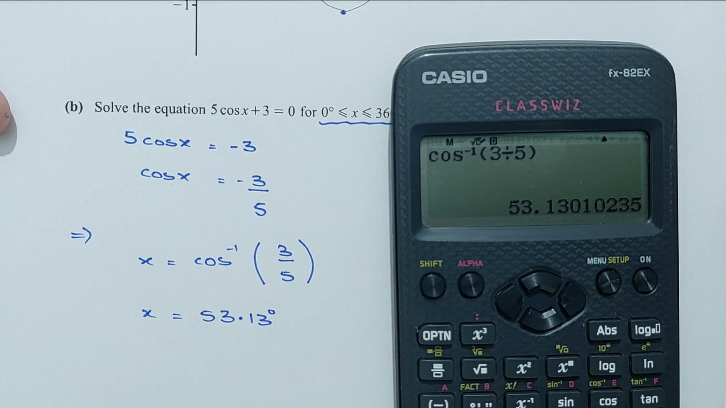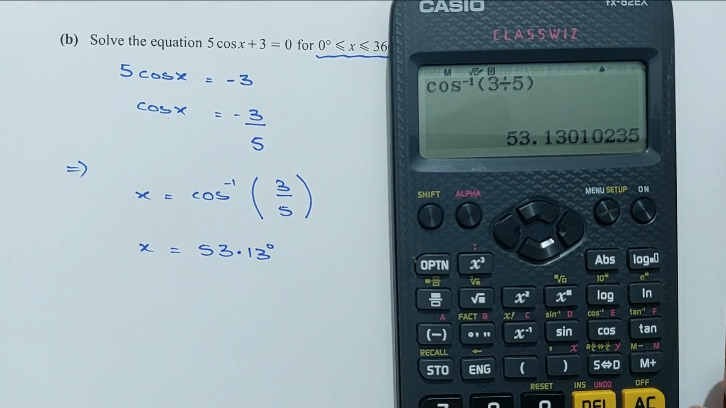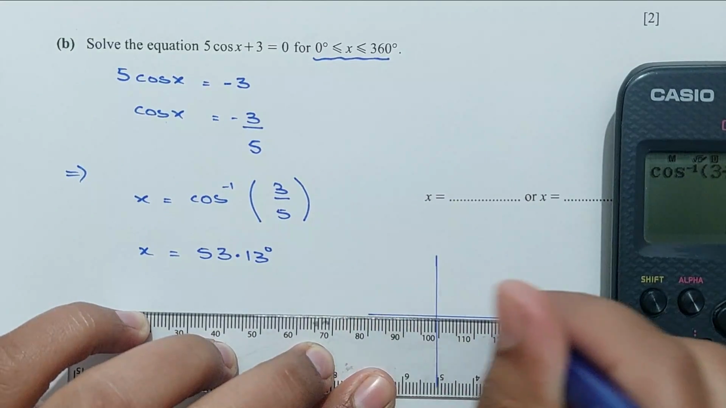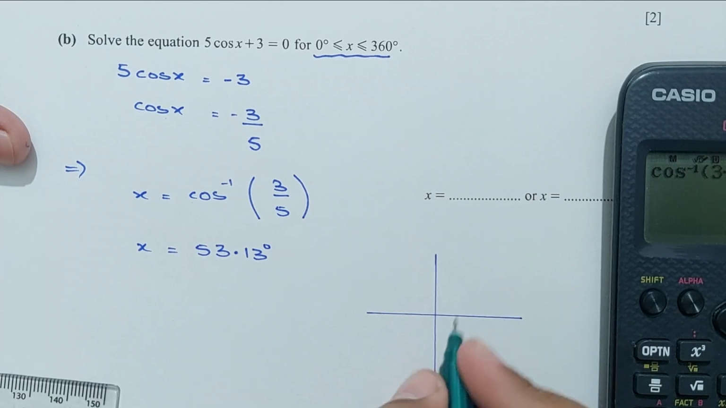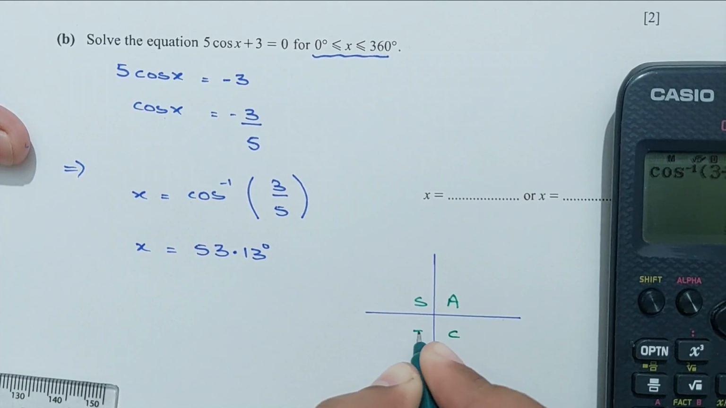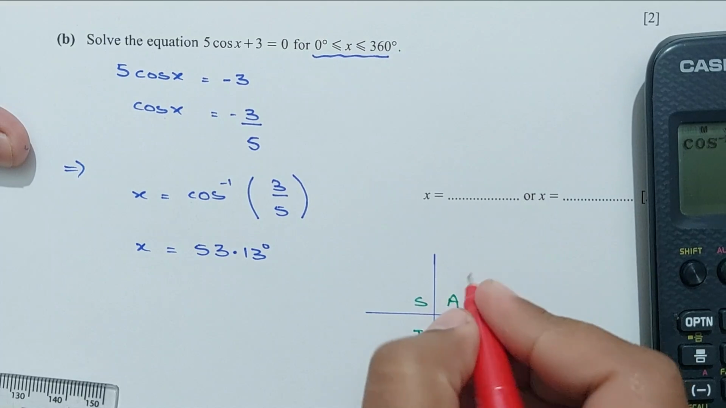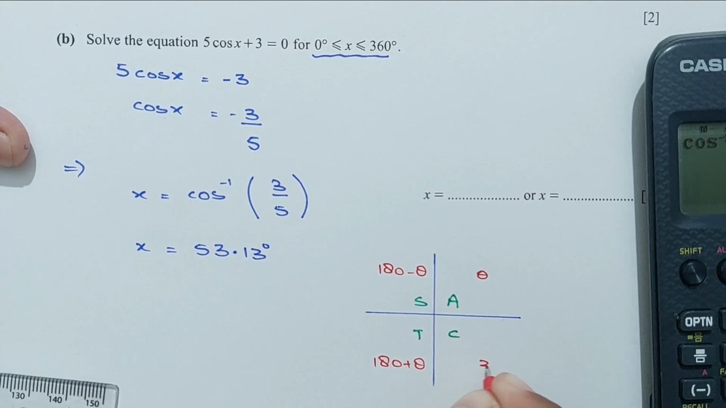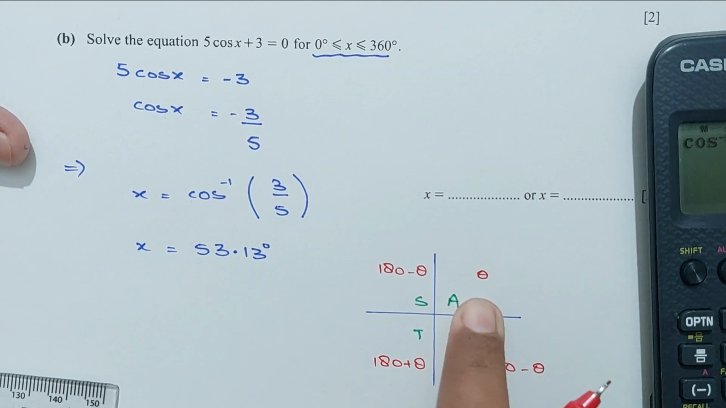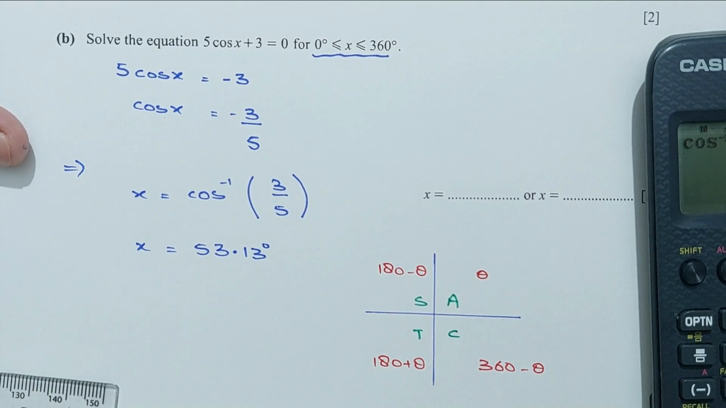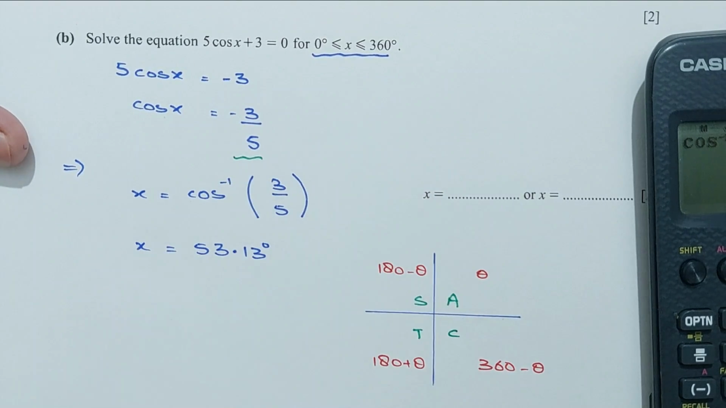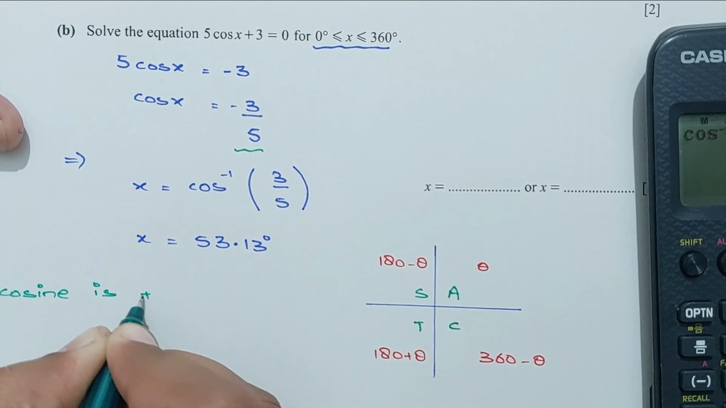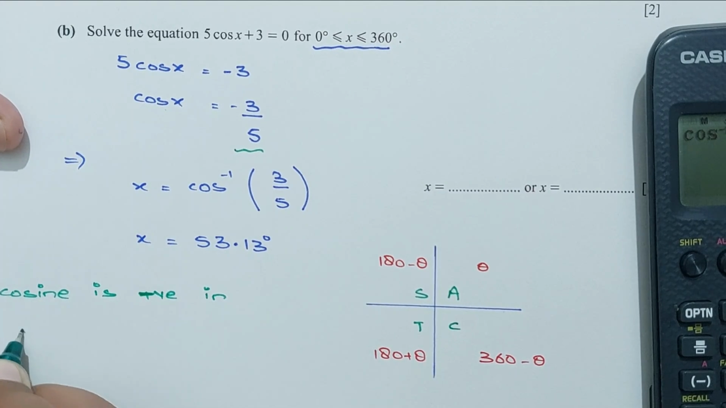So we have to check in which quadrant cos is negative. Let me use the CAST rule. C, A, S, T is the CAST rule, and we have theta, 180 minus theta, 180 plus theta, and 360 degrees minus theta. Cos is positive in the first and fourth quadrants, and negative in the second and third quadrants. As you can see in this equation, cos is negative, so cosine is negative in the third quadrant.